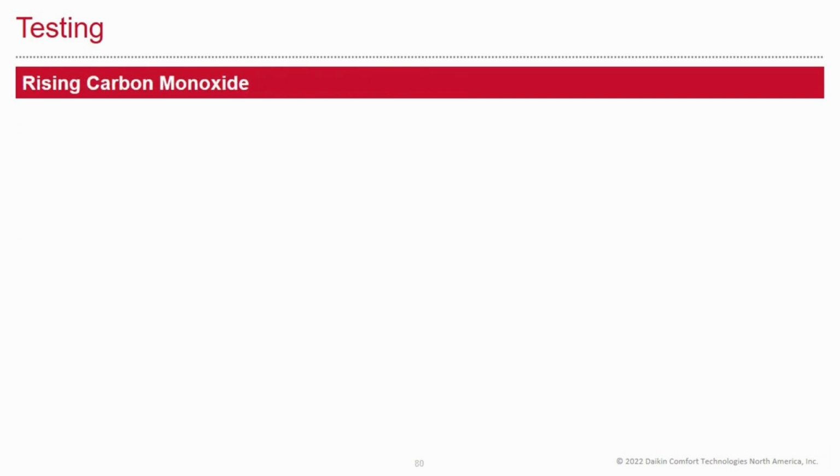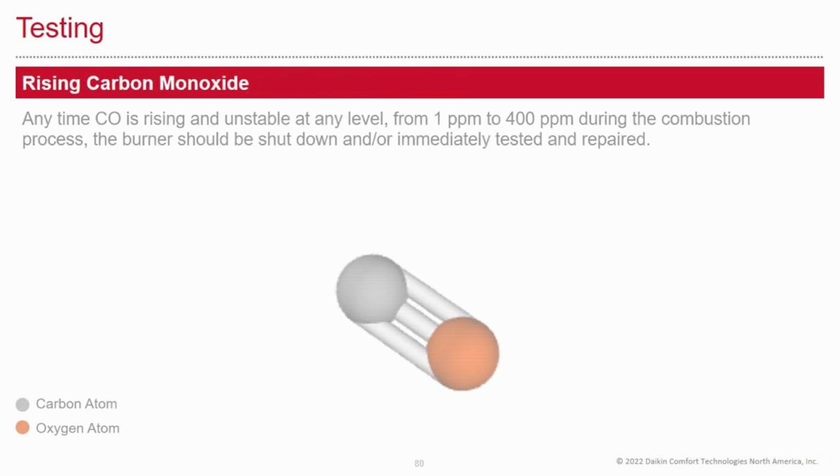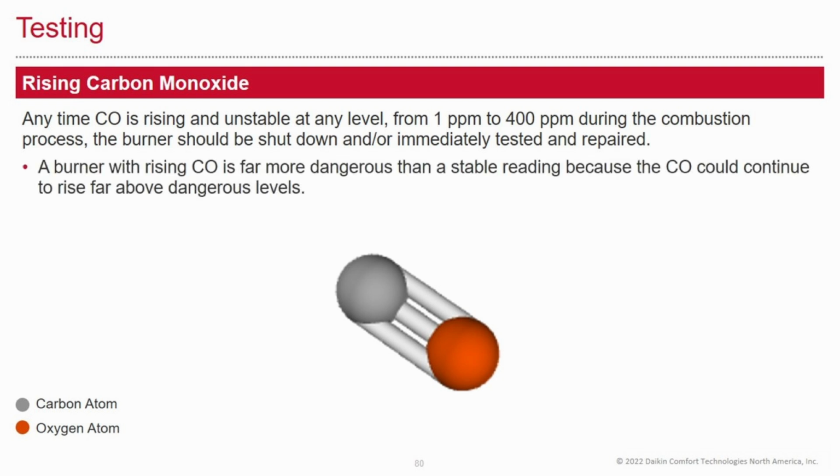Rising carbon monoxide. Anytime CO is rising and unstable at any level from 1 part per million to 400 parts per million during the combustion process, the burner should be shut down and/or immediately tested and repaired. A burner with rising CO is far more dangerous than a stable reading because the CO could continue to rise above dangerous levels.